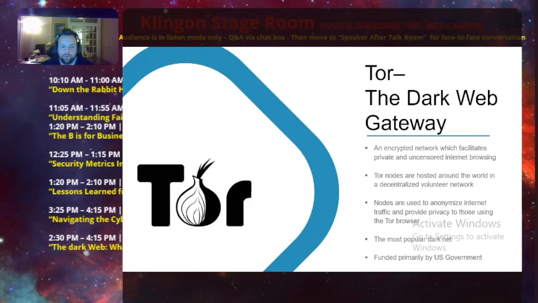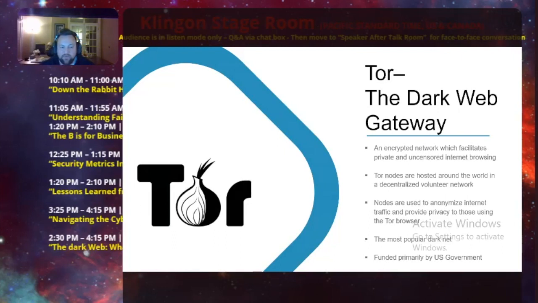What Tor allows you to do is browse in a private fashion. So I can still browse the open internet, but Comcast cannot see what I'm doing. Google cannot attribute my searches or my IP directly back to me, because I'm encrypting that message. I'm encrypting information, and I'm sending it out across the Tor network and then out to the open internet.